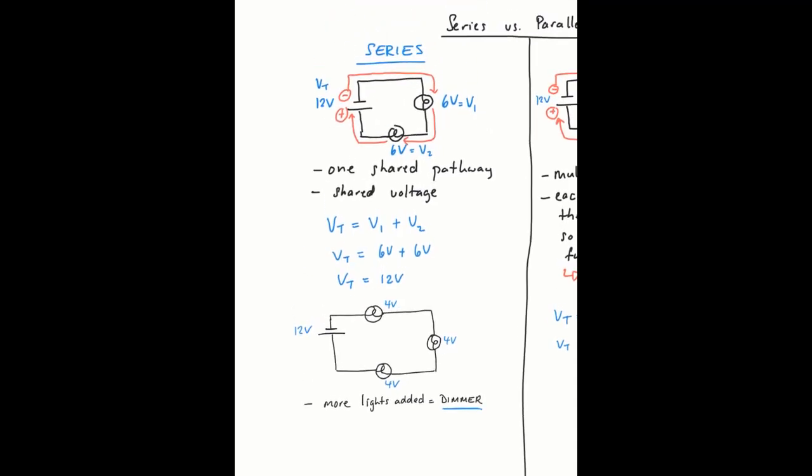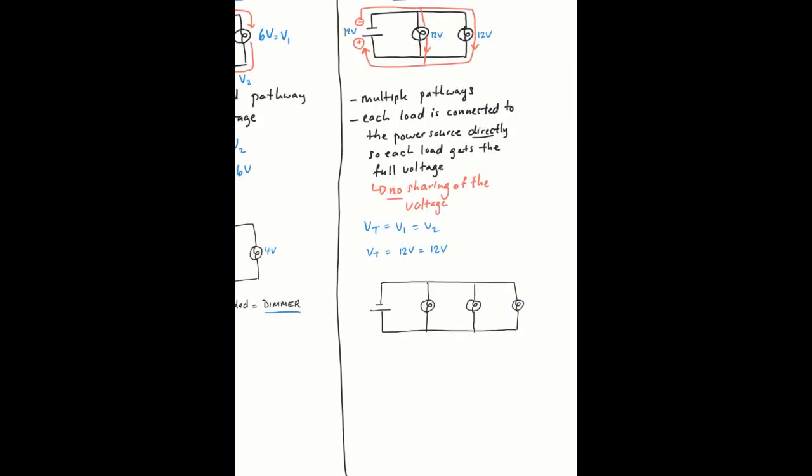So again, if you have a look at the top here, we've got one battery with 2 light bulbs, so we can have 6 volts each, but we only have one battery here, and each of the 3 light bulbs can only have 4 volts. 6 volts is a lot brighter than 4 volts. Okay, so that's why adding more lights you're going to get dimmer, because of the shared voltage between all of those lights. In the parallel circuit, we've added a third light bulb.